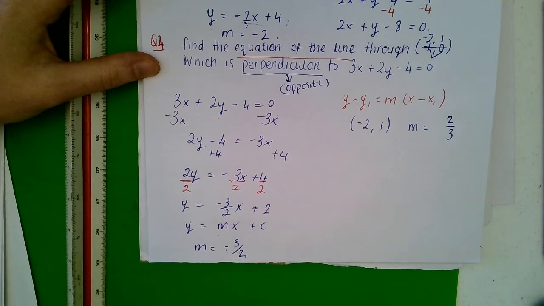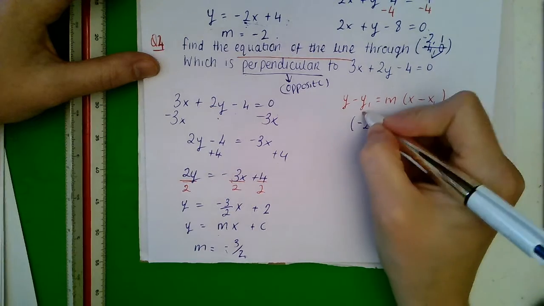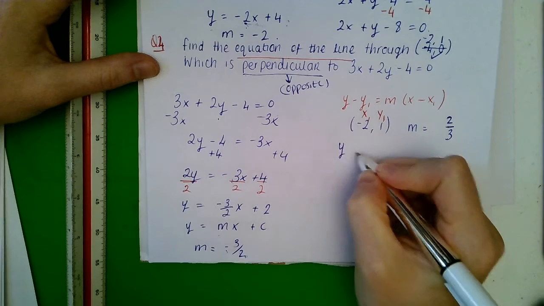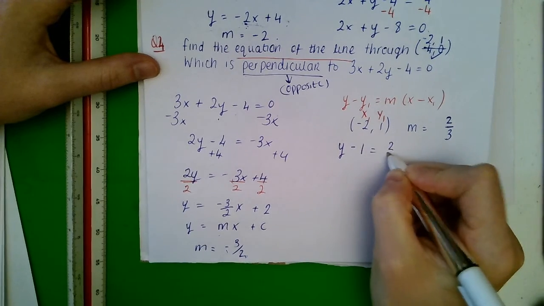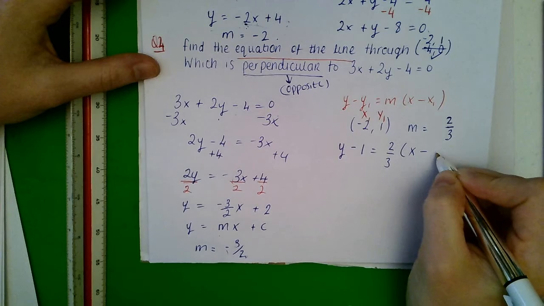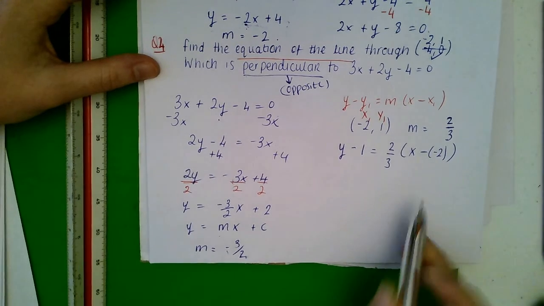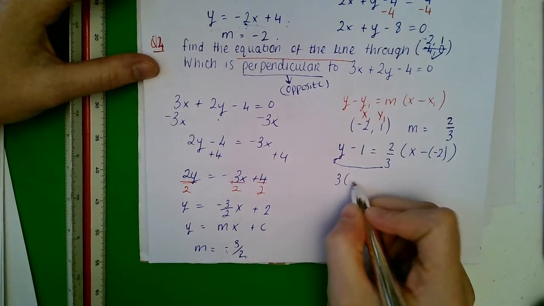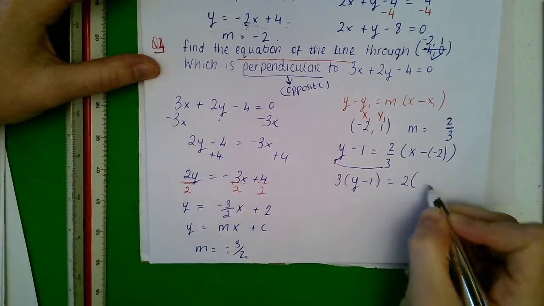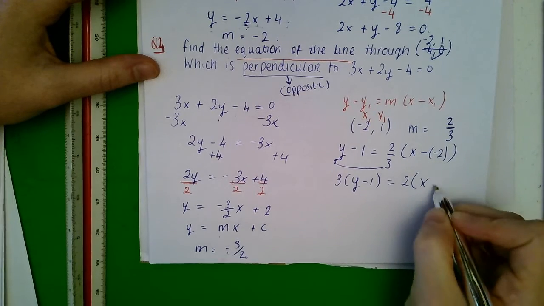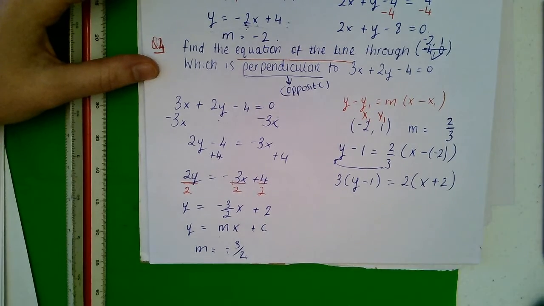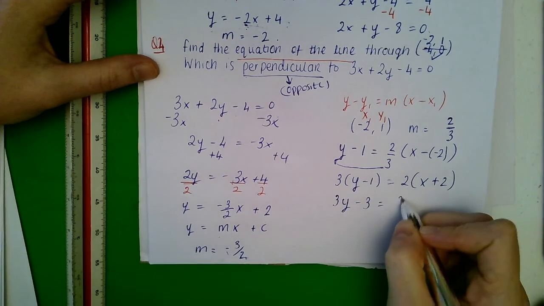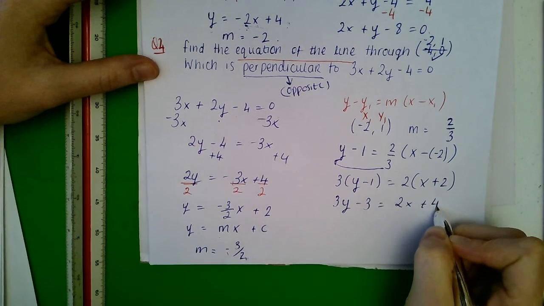Okay, and all that's left to do now is sub this into our equation of a line formula. So this is x1, y1, this is m. Subbing in our values, we get y minus 1 equals 2 over 3 times x minus minus 2. Okay, remember if it's a negative number, stick it into a bracket. I'm going to multiply this over here, so I get 3 times y minus 1 equals 2 times, and just to skip a step here, 2 minuses will give us a plus 2. I'm going to multiply out my brackets here, so 3y minus 3 equals 2x plus 4.